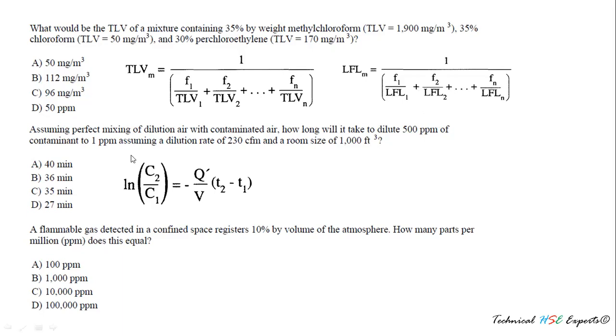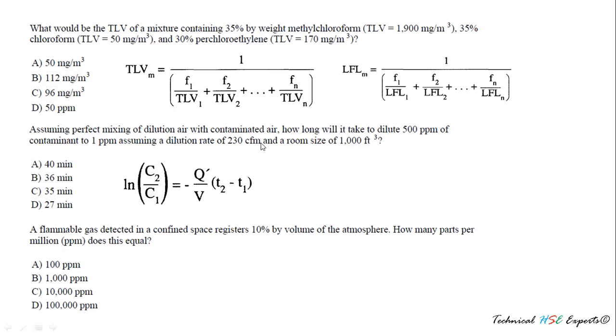Okay. Second question regarding ventilation. Assuming perfect mixing of dilution air with contaminated air, how long will it take to dilute 500 ppm of contaminant to 1 ppm, assuming a dilution rate of 230 CFM? What is CFM? It is nothing but cubic feet per minute.